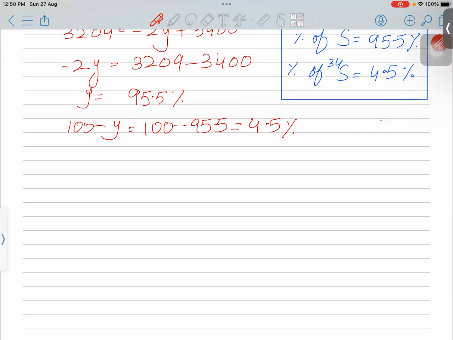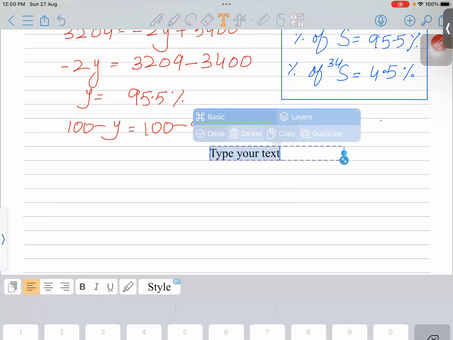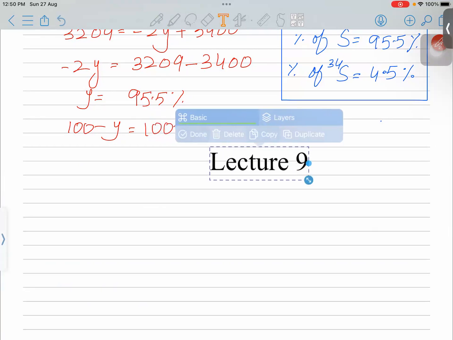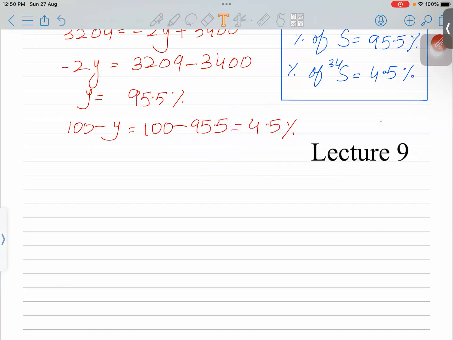Okay. Now next question. This is lecture 9. Now, question: what is the electronic configuration of Mg2+?